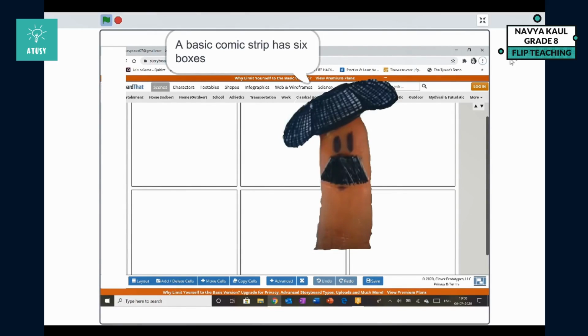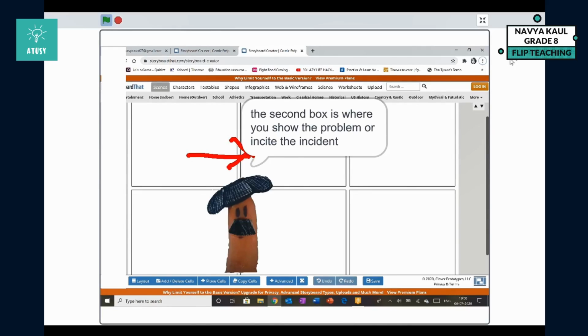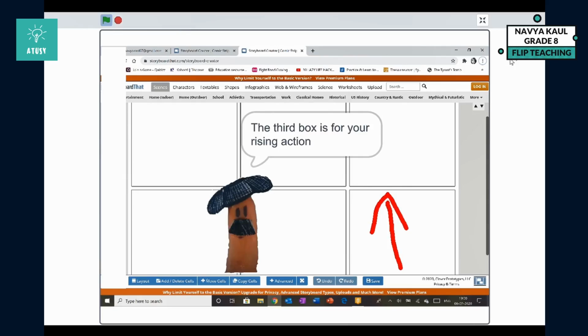A basic comic strip has 6 boxes. The first box is for your beginning, aka exposition. The second box is where you show the problem or insight, the incident. The third box is for your rising action.